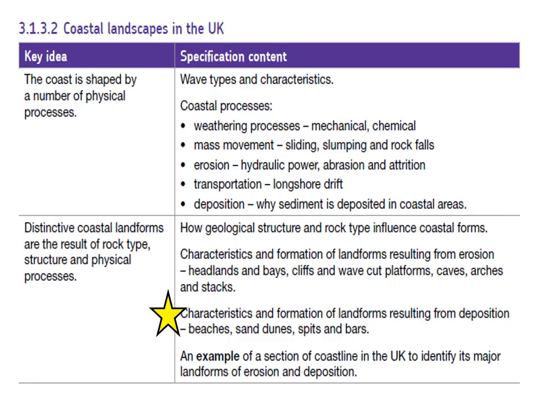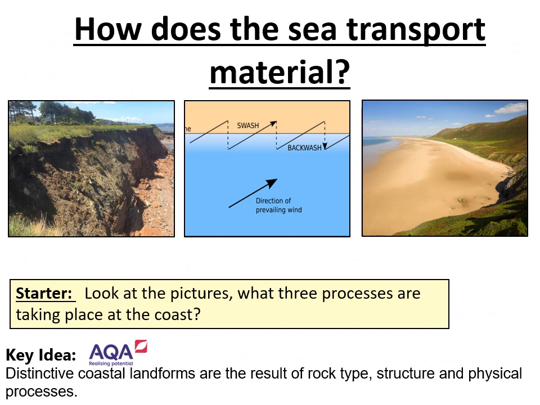The next part of the specification is deposition. That is when material is dropped by the sea and it creates features and landforms such as beaches, sand dunes, spits and bars. Today we're mainly going to think about beaches and how that material is moved along those beaches. Today we're going to be thinking about how the sea transports material.